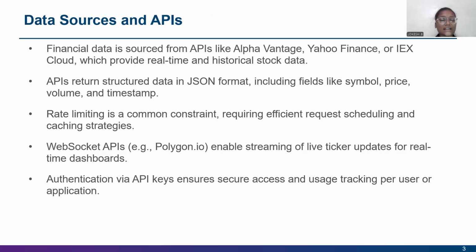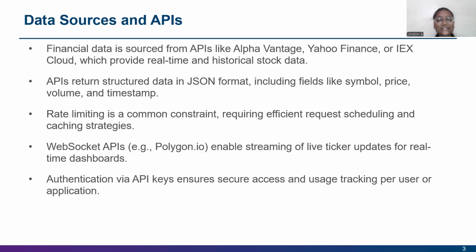Data sources and APIs. The financial data is sourced from APIs like Alpha Vantage, Yahoo Finance, and others, which provide real-time and historical stock data. The APIs return structured data in JSON format, including fields like symbol, price, volume, and timestamp.